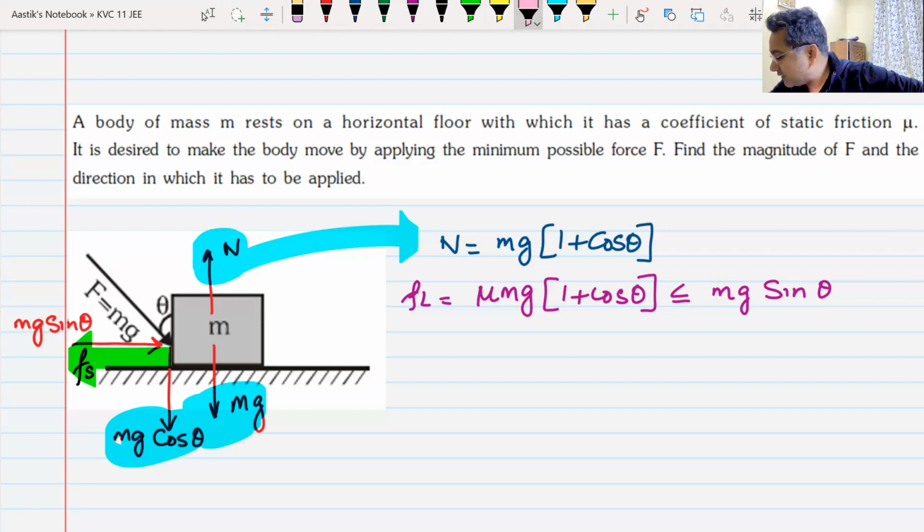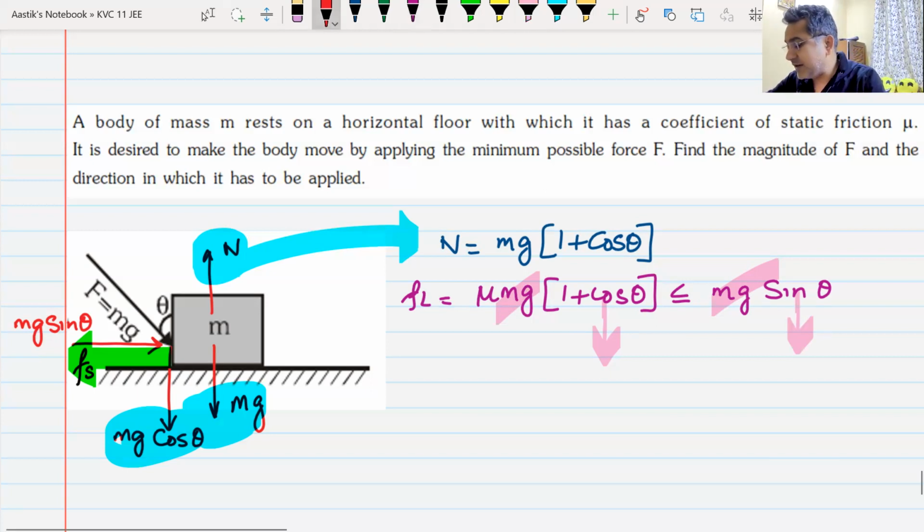You can solve this. Again, you will have to convert this 1 plus cos theta into half angle. In the previous case it was 1 minus cos theta, that was equal to 2 times sine square theta by 2. This time it will be equal to 2 times cos square theta by 2. And here you have to convert the sine theta into 2 times sine theta by 2 cos theta by 2. And once you solve it, you will end up with this answer. Your tan theta by 2 will be greater than or equal to mu. That is the result that you will get.